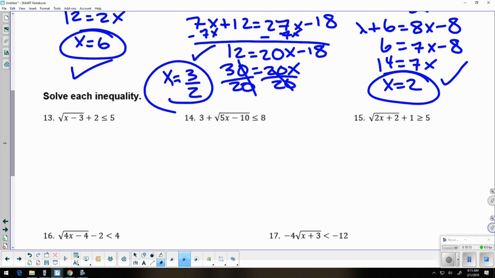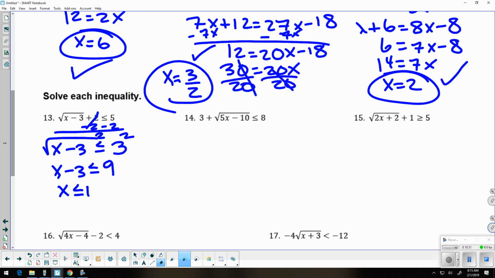So number 13. First thing again, isolate the radical. So I'm going to do that, move the 2 first. So we have the square root of x minus 3 is less than or equal to 3. Now, get rid of the radical, square both sides. So x minus 3 is less than or equal to 9. Add 3 to both sides, so x is less than or equal to 12.